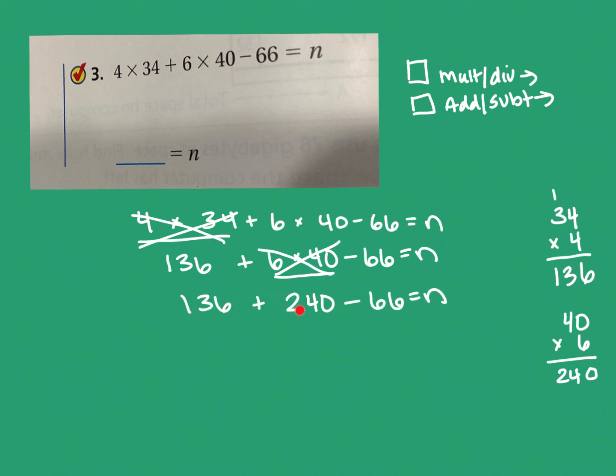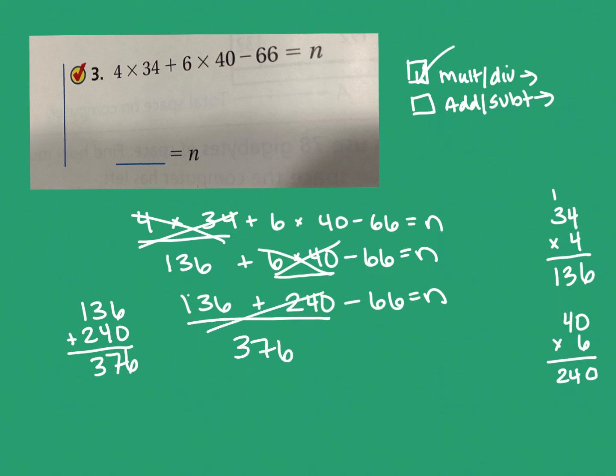Check and see, that's addition, that's subtraction, there's no other operations. I have cleared that step. And so now I can look for the addition subtraction, whichever comes first, starting from left going to the right, and it's addition that shows up first, right here. 136 plus 240. 6 plus 0 is 6, 3 plus 4 is 7, and 1 plus 2 is 3. 376. Cross off what you did, bring down what you didn't.